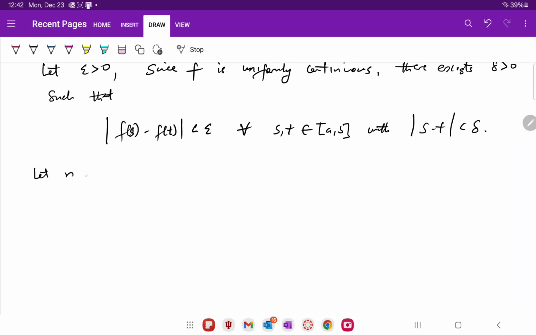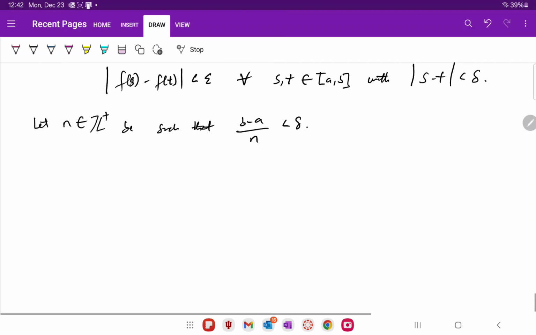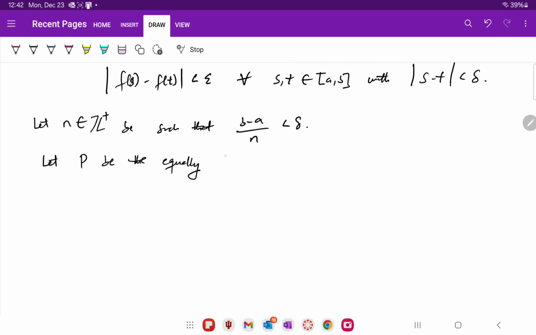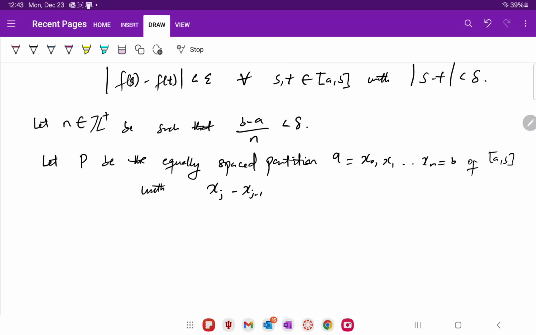So here let n be a positive integer, so be sure that we have this interval equal interval over n. So we need to define our partition. Let P be the equally spaced partition a = x0, x1, ..., xn = b of [a, b], with the length of each sub-interval equal to (b - a)/n, for each j equals 1 to n.